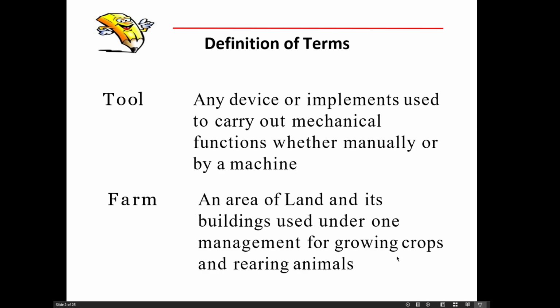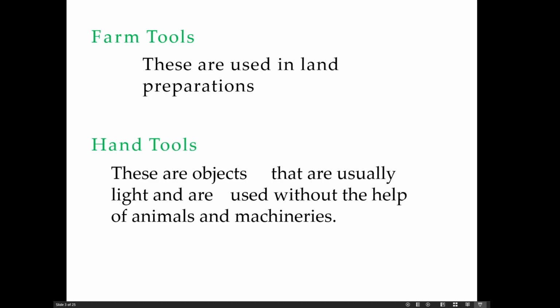Okay, and also, aside from growing crops, you can also raise animals. Pwede kang mag-alaga ng mga hayop na pwede mong ibenta or for personal consumption. So if we do have the farm and the tool, we have also the farm tools. Farm tools are used in land preparation. Kasi ang farm, hindi mo siya matatawag na farm if your farm is not cultivated. Hindi mo siya ginagalaw, hindi mo siya matatawag na farm.